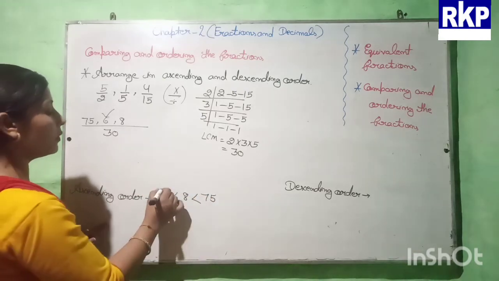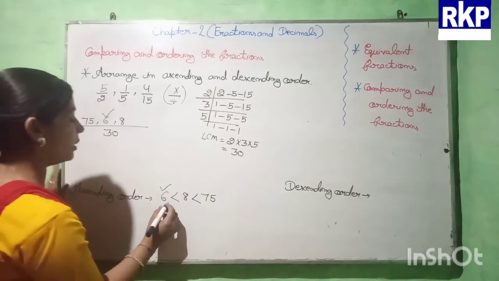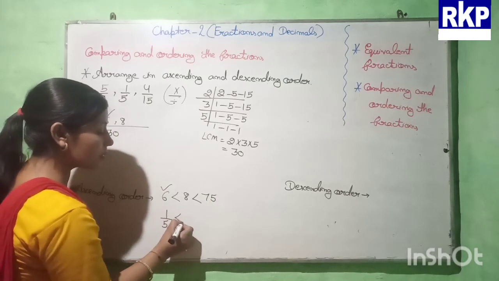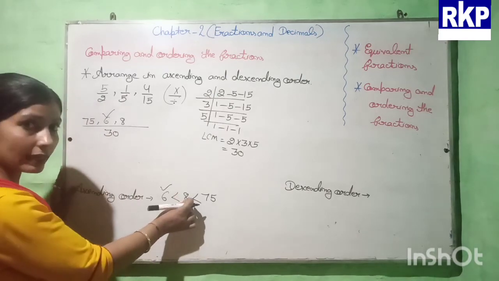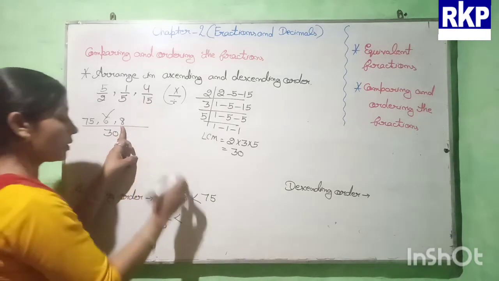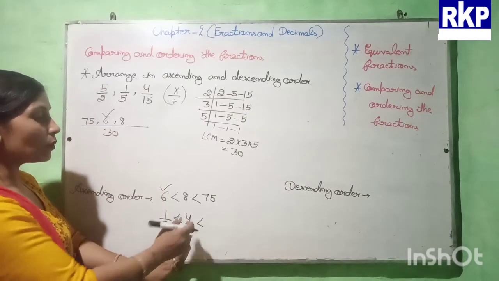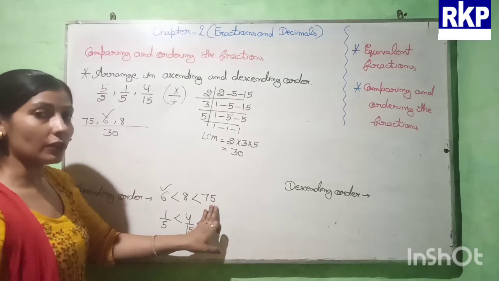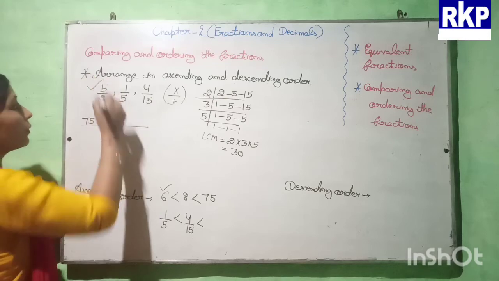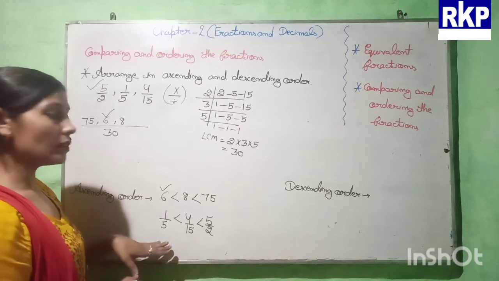Okay, now, beta, we will write the fractions for these. 6 we have obtained from 1 by 5. So now we will write 1 by 5, and 1 by 5 is smaller than this, that is, 8 written here. So here 8 is obtained from the last fraction. So here we will write 4 by 15, and 4 by 15 is smaller than this, that is, 75 written here. So 75 is obtained from which? From 5 by 2. So here we will write 5 by 2. Okay, so this is our answer.